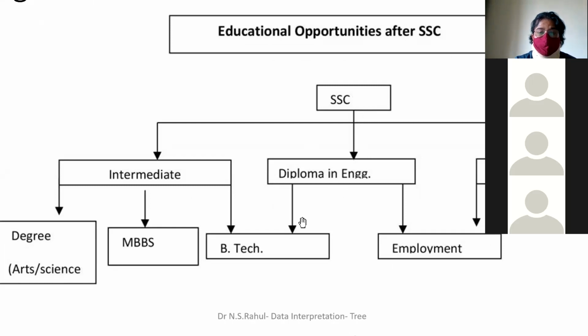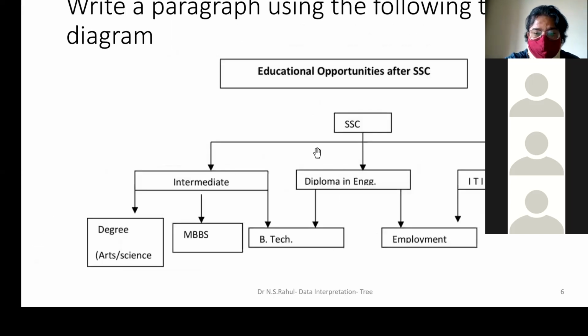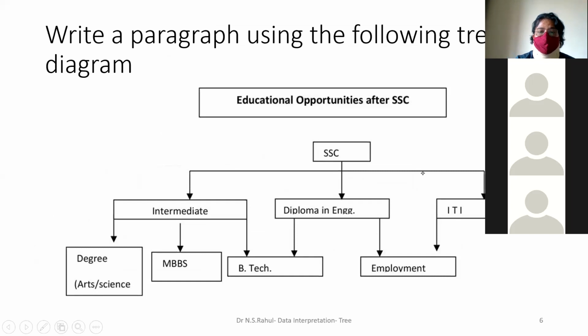We can further classify. We can increase this tree diagram. After MBBS, you have number of classifications. You have number of specialties and super specialties. After MBBS, MS and MD, and in MS you have various opportunities, and in BTech also you have various degrees. Okay, this is just to give you an example of tree diagram, right? Nicely done by all of you.